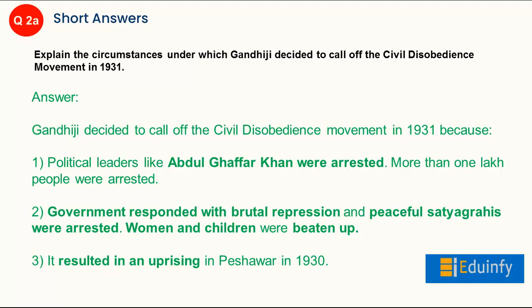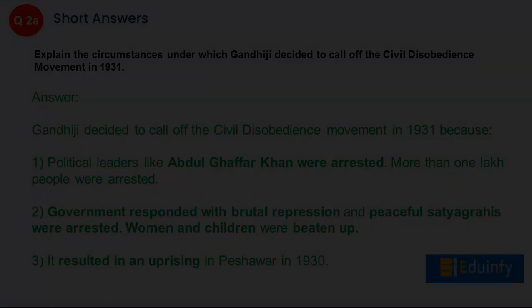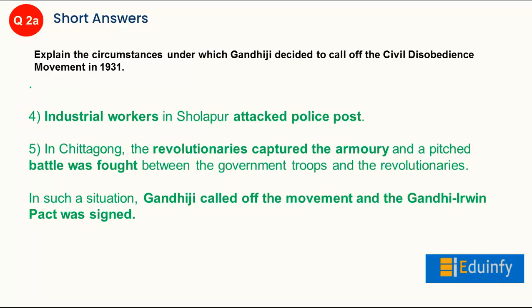It resulted in an uprising in Peshawar in 1930. Industrial workers in Sholapur attacked police posts. In Chittagong, the revolutionaries captured the armory and a pitched battle was fought between government troops and the revolutionaries. In such a situation, Gandhiji called off the movement and the Gandhi-Irwin Pact was signed.